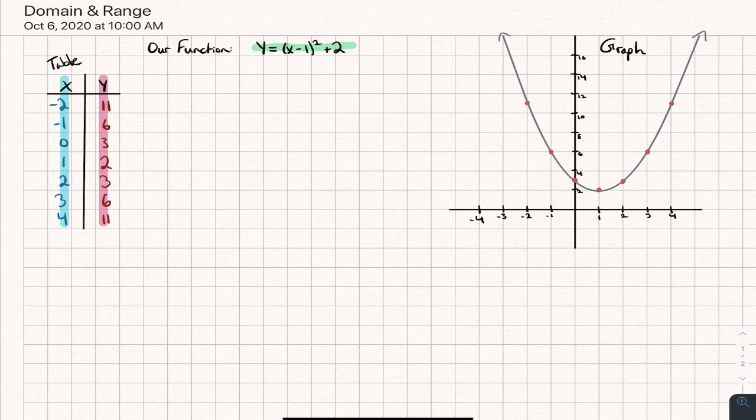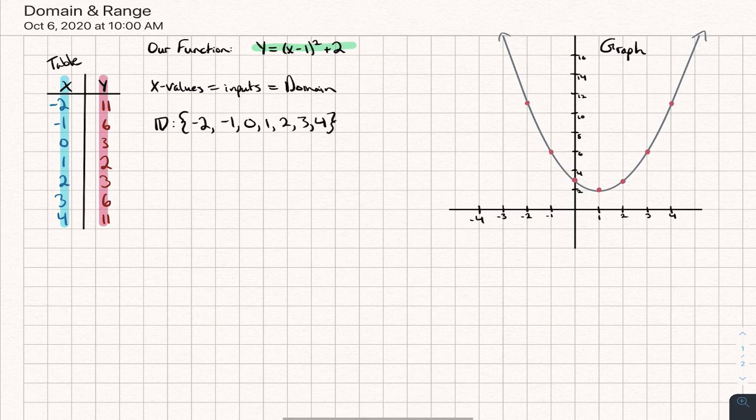Now, when we're taking a look at domain and range, we know from the previous section that our domain is the set of all of the inputs for the function. Our x values are our inputs. So since our x values are our inputs, we know that our domain here is just going to be all of the values that are listed as our inputs. So I'm going to do my domain, curly brackets. My domain for this function is -2, -1, 0, 1, 2, 3, and 4.